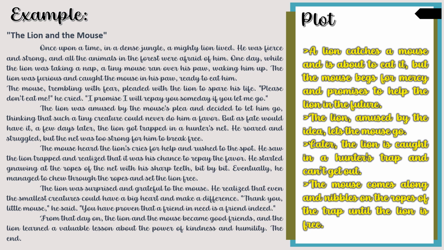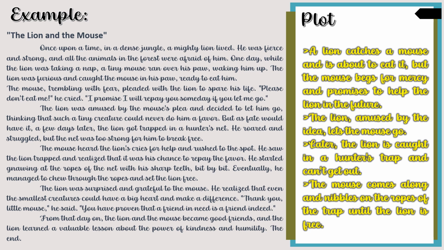Next, later, the lion is caught in a hunter's trap and can't get out. The mouse comes along and nibbles on the ropes of the trap until the lion is free. So this is a sample of the plot. The plot is the series of events that happened in the story.